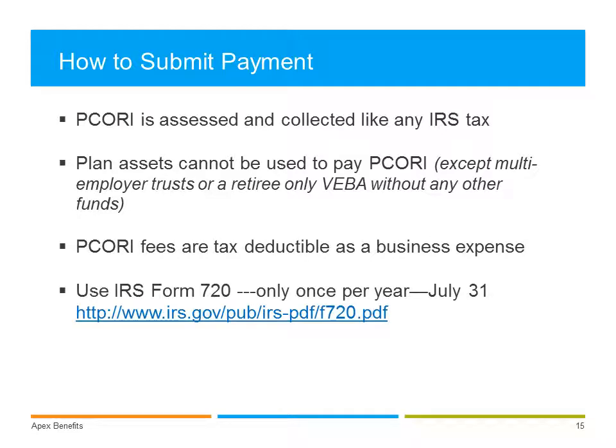and you will use IRS Form 720. Now that's a quarterly form, but you'll only be reporting and paying the PCORI one time a year, again, July 31st. This shows a link where you may view the form.